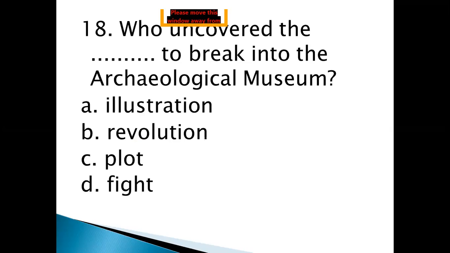Illustration. No, here number 18. Yes, very good. It will be plot here. Plot. It means a wicked plan to do something wrong, to do something dangerous. It's called a plot.